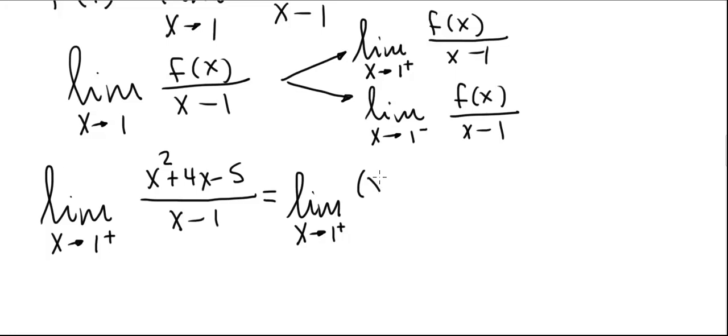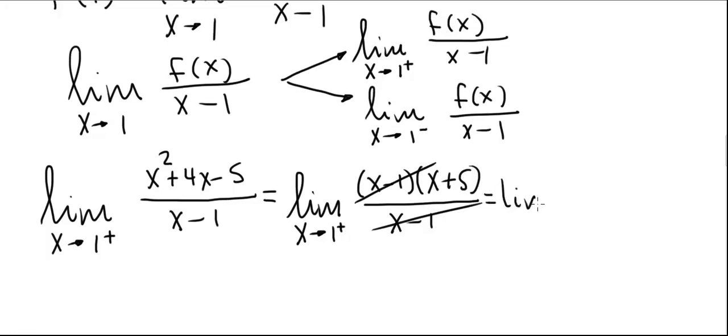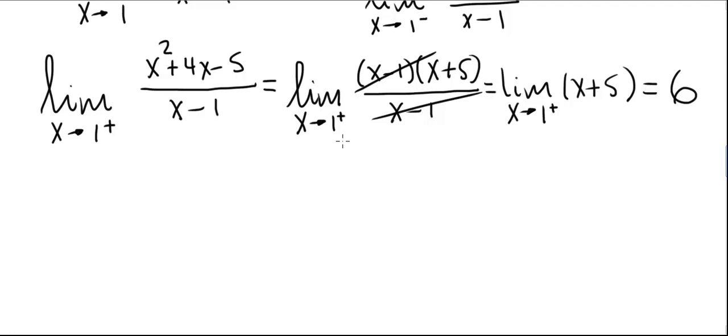We factor the numerator into (x minus 1) times (x plus 5), divided by x minus 1. The x minus 1's cancel. We're left with the limit as x approaches 1 from the right of x plus 5, which is equal to 6. So the right-handed limit exists and it's 6. Let's compute the left-handed limit.